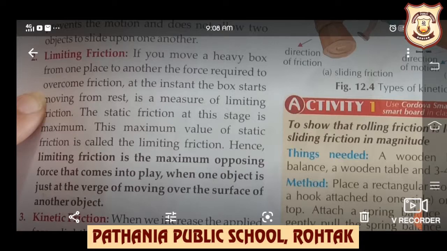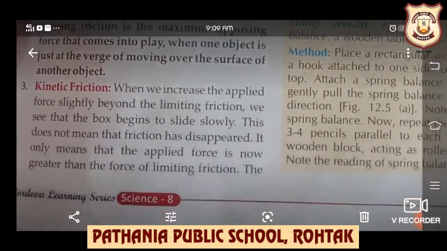The maximum value of static friction is called the limiting friction, because after this the box starts moving, the object starts moving, and limiting friction is at the verge of motion. जब वो object बिल्कुल move करने के लिए ready है at that time. So hence limiting friction is the maximum opposing force that comes into play when one object is just at the verge of moving over the surface of another object.